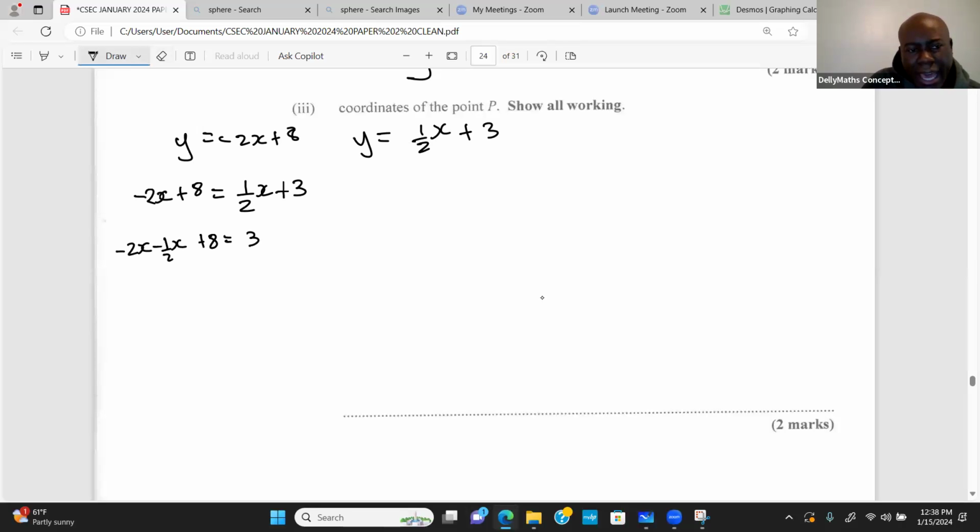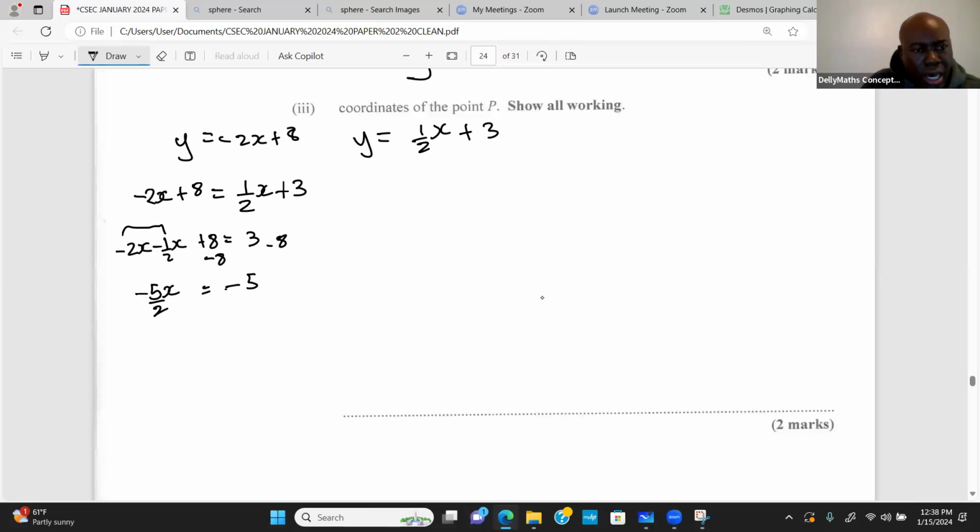And basically, this is negative 2.5, right? That's negative 2.5. Over here, this is negative 2.5x, which means it's negative 5 over 2 x, or negative 2.5x, any way we want to look at it. And we're going to subtract 8 from both sides. And this is going to give me minus 5, okay?